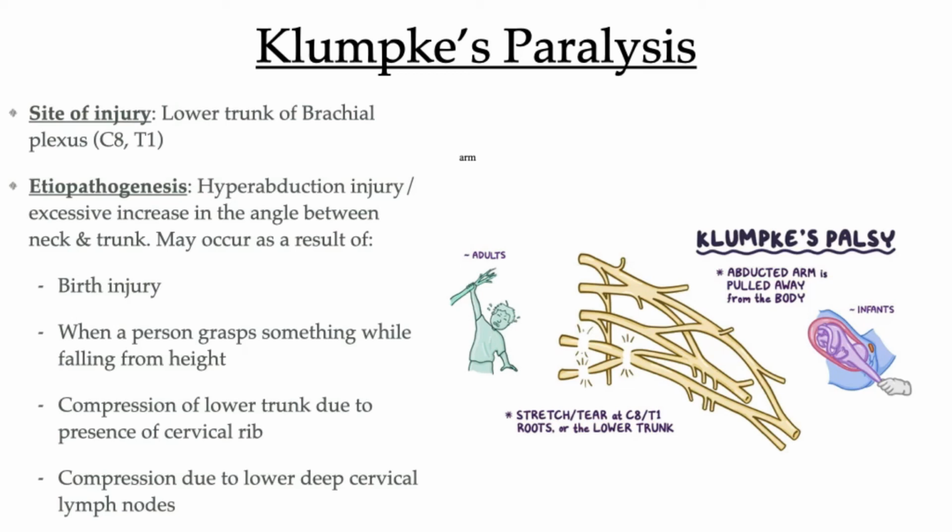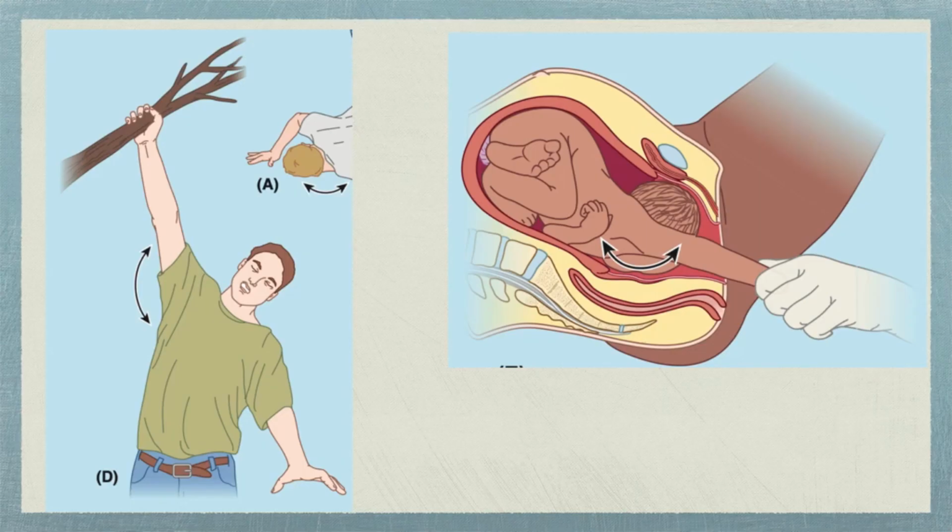Klumpke's paralysis occurs whenever the condition resulting in hyperabduction at the shoulder joint occurs. As a result, stretching of the lower trunk of the brachial plexus and even tearing of the nerve fibers present in the lower plexus may occur. Now let us see when this can occur.